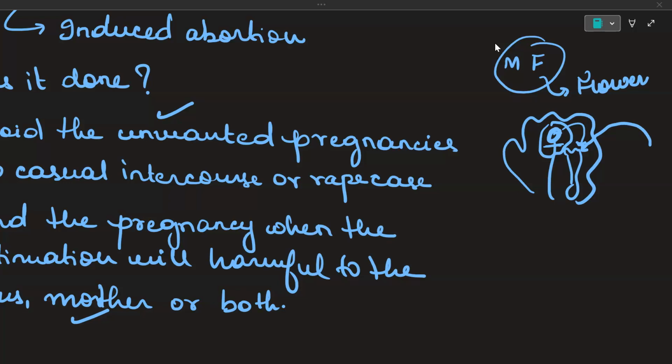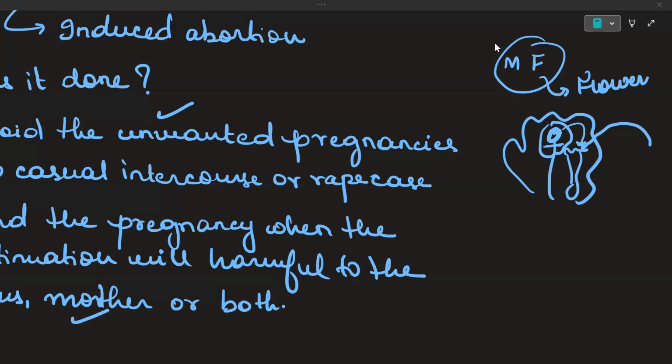Okay, first of all, tell me what is pollination? The transfer of pollen grains from the anther of the flower to the receptive stigma of the same or other flower is called pollination. Very good. What are the types of pollination? There are three types of pollination: autogamy, xenogamy, and geitonogamy.